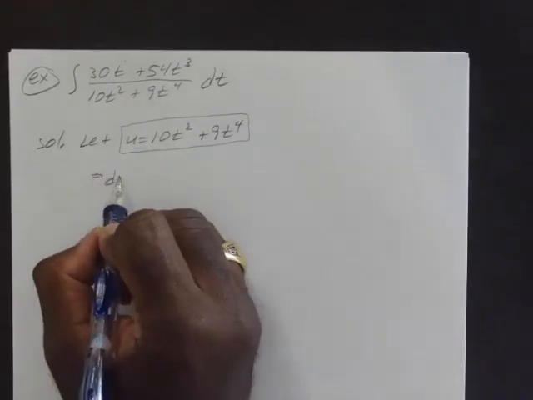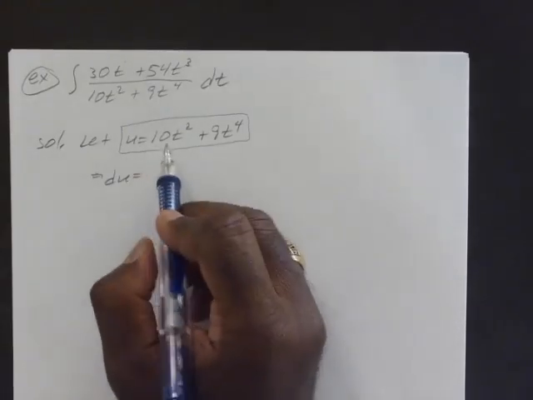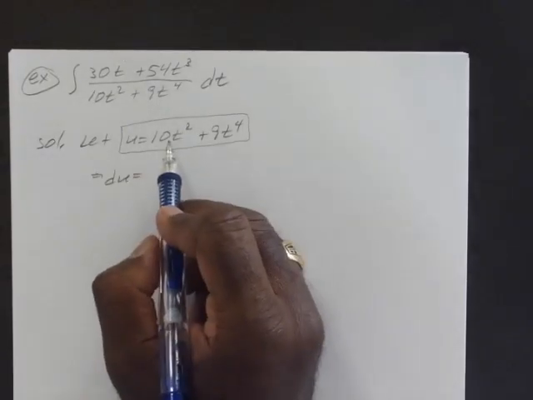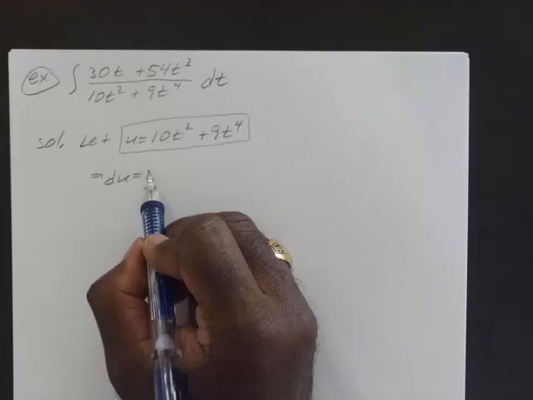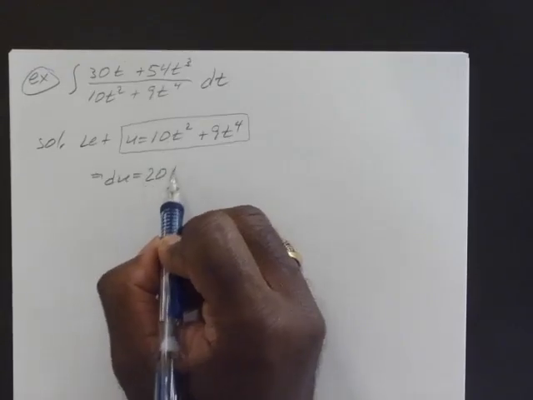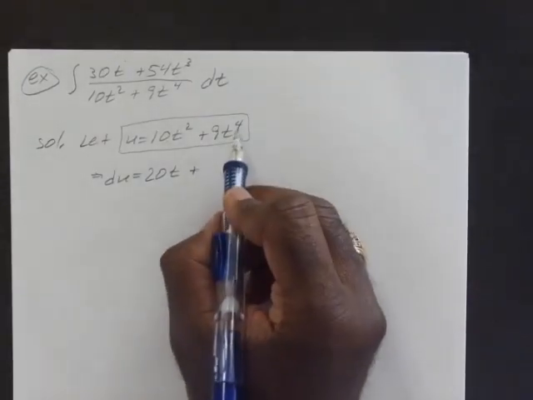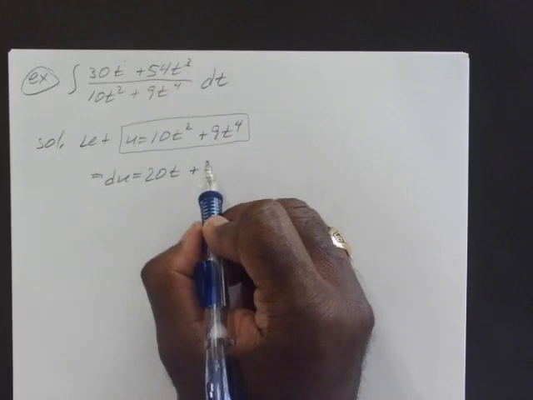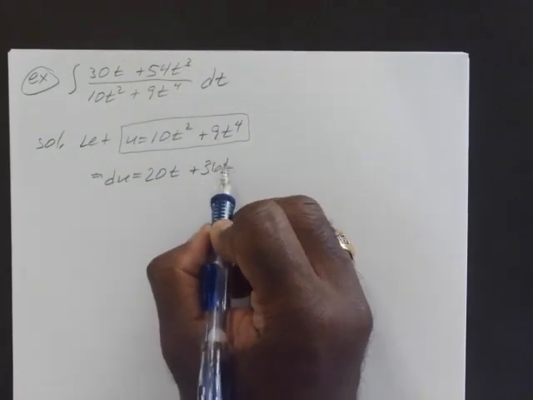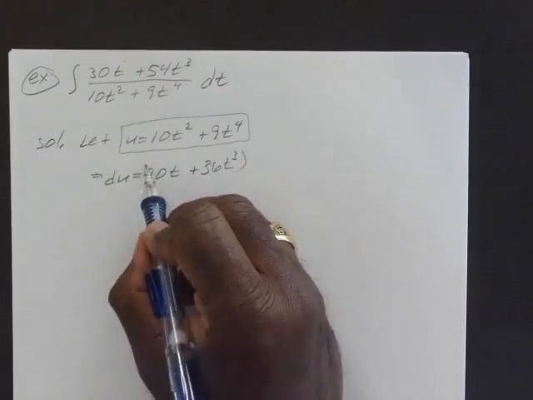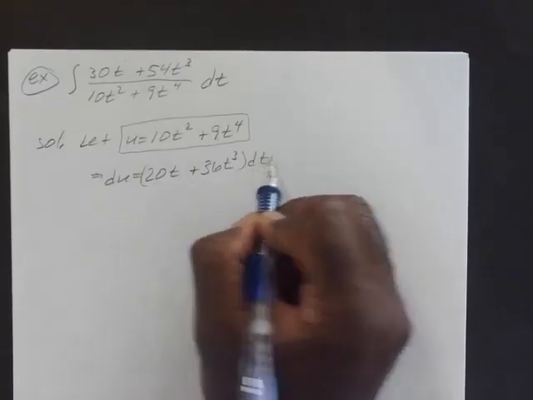So if we find our derivative of u, that's equal to, we bring down the 2 for the 10t squared. 10 times 2 is 20, times t to the power of 2 minus 1, which is just t, plus we bring down the 4. 9 times 4 is 36, so we have 36t to the third power, and that's with respect to t.